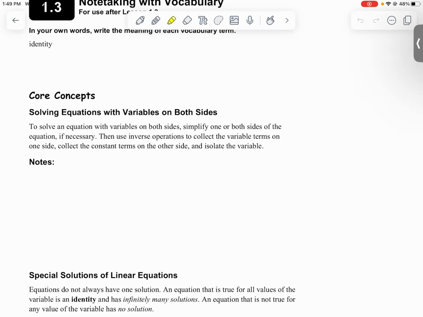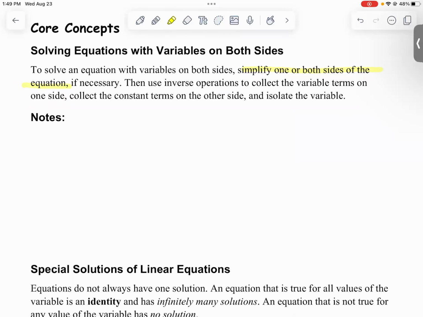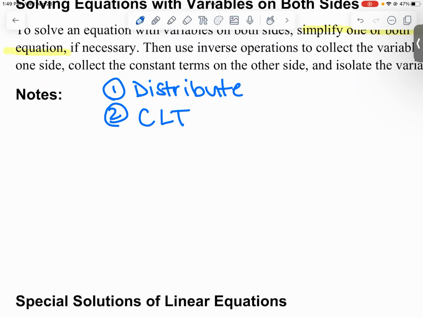All right, here we go. When we are solving equations with variables on both sides, you will need to simplify one or both sides of the equation, okay? Now, on Monday, we talked about these steps. You need to first distribute. If there's nothing to distribute, then you can skip to step 2, combine like terms. I'm gonna write CLT for combine like terms. Is that okay?